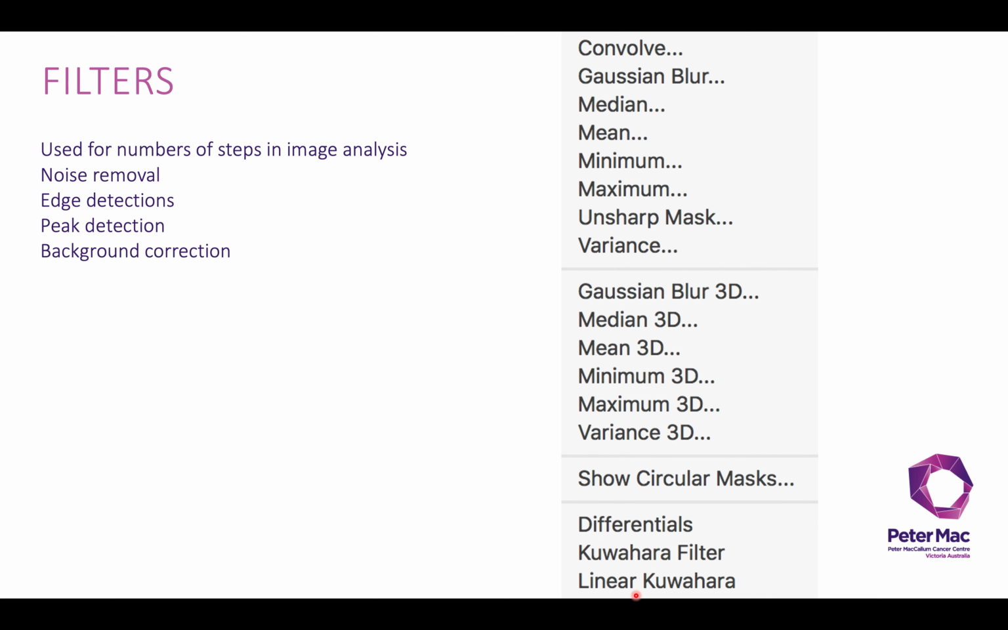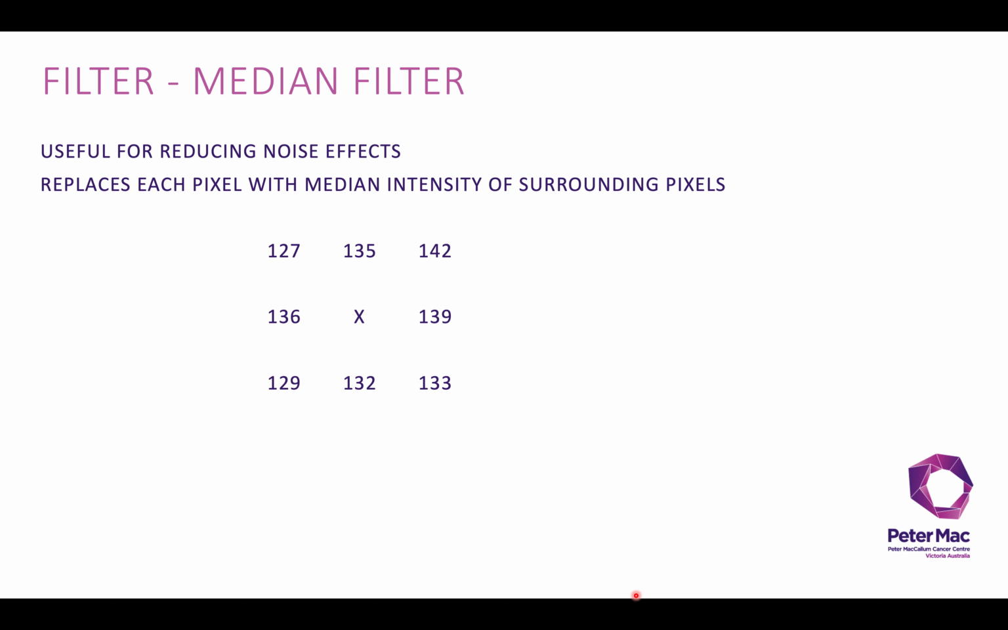Next thing we can use are filters, and these can be used for a number of different steps within image analysis, such as noise removal, edge detection, peak detection, and background correction. One good example of this is a median filter, which can be used for reducing noise effects within your image, and it replaces your pixel X here with the median intensity of its surrounding pixels. So if you have a very large image with many pixels, it can take a little bit of time to compute this median filter.